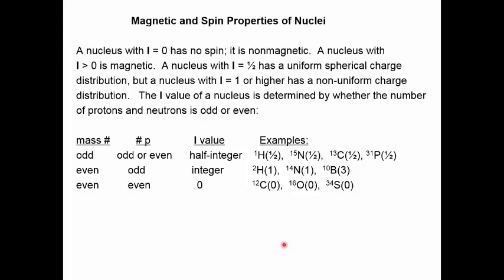As it turns out, the spin properties of a nucleus depend on the oddness or evenness of the number of protons and neutrons in the nucleus. If the mass number of the nucleus is odd, then whether the number of protons is odd or even, I will have the value 1/2. If the mass number is even, there are two possibilities: the number of protons is odd or even. If the number of protons is odd, then I will have an integer value, 1, 2, 3, and so forth. If the mass number is even and the number of protons is even, then I equals 0 and the nucleus does not spin.